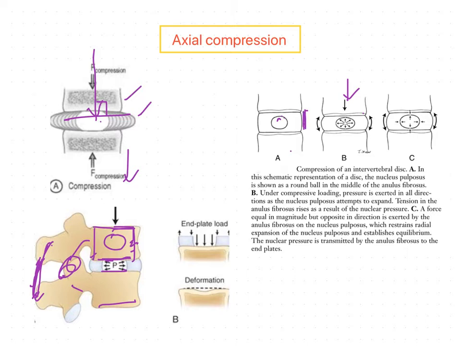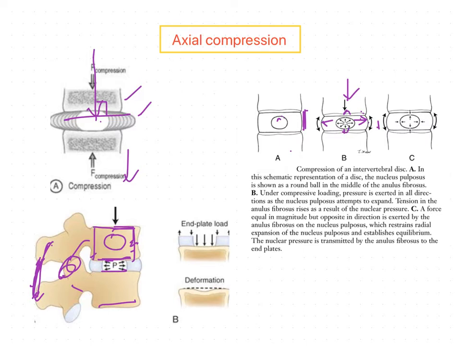Here the height of the disc is more when it is in normal condition. Once the force is applied, the height of the disc is reduced. That is the first thing that happens. First it loses height, and it exhibits a swelling pressure and tries to expand outward towards the annulus and the end plates. So it is going to expand like this and also towards the end plates, in all directions.